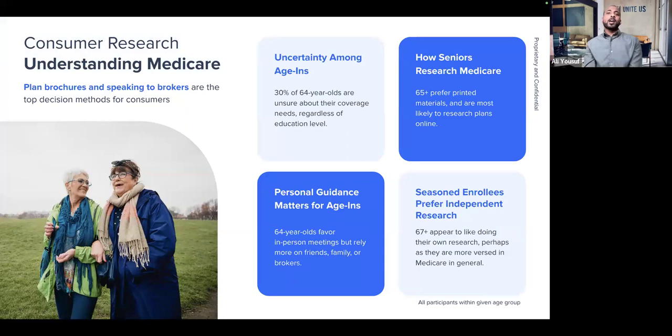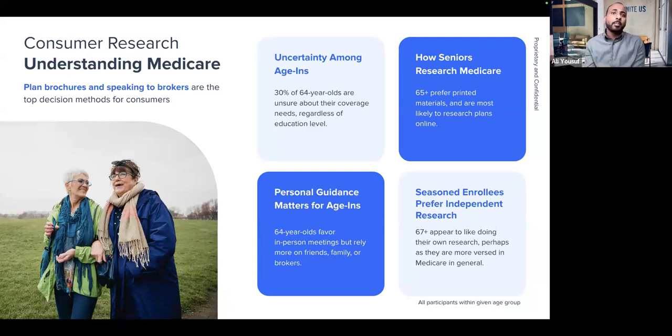And then on this next slide, when it comes to understanding Medicare, we did see that plan brochures and speaking to brokers were the top decision makers for consumers. However, we did see some really interesting specific trends among the different age groups when you're looking at the seniors, particularly 64-year-olds, the Asian population, versus seniors who were on Medicare for several years. So that's 65 and older.